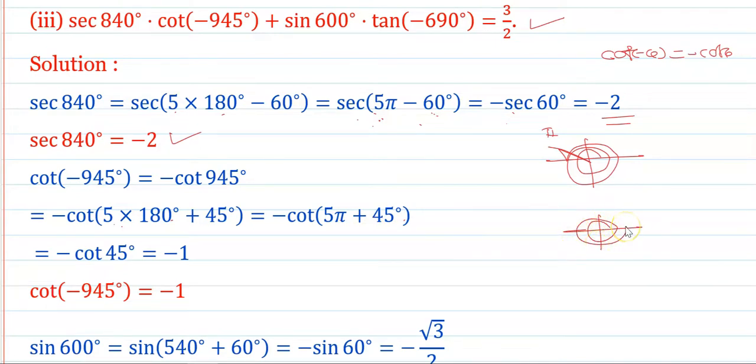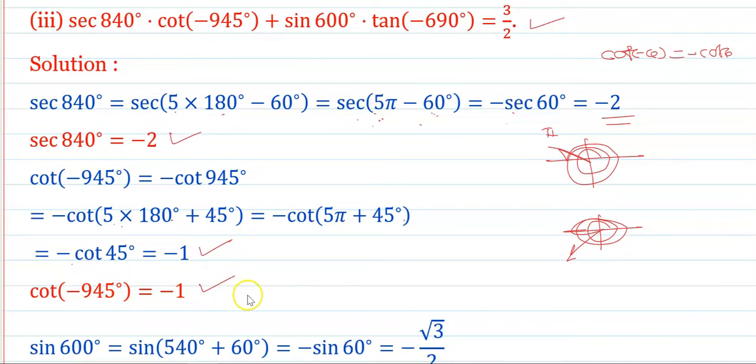Next 4 pi. Okay. And this is the 5 pi plus 45. Okay. It goes in third quadrant. In third quadrant, cot is positive. Okay. And here negative sign as it is. Cot of 5 pi plus 45. Integral multiple of pi तिथे. Function remain as it is. Cot चा cot असणार आहे. Cot of 45. And cot 45 is 1. And it has a minus sign. And hence, cot of minus 945 is equals to minus 1.